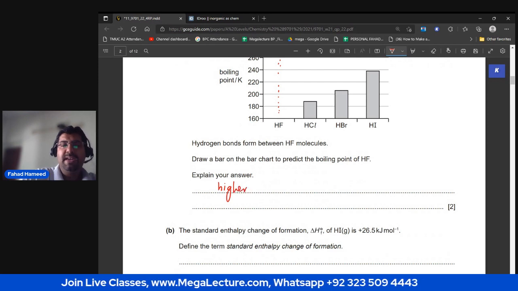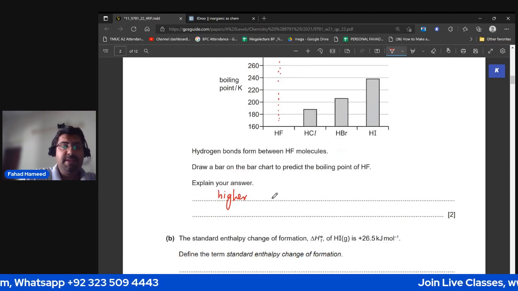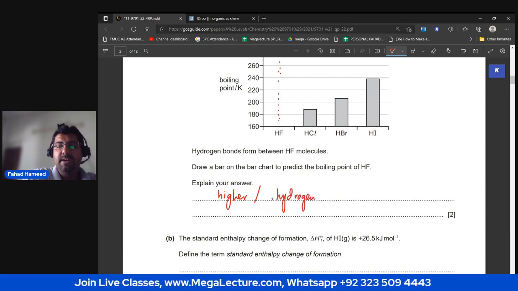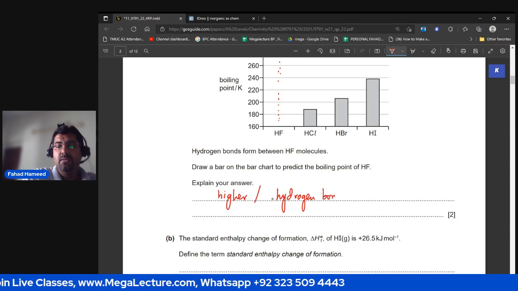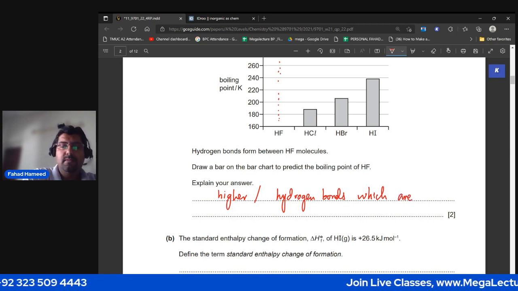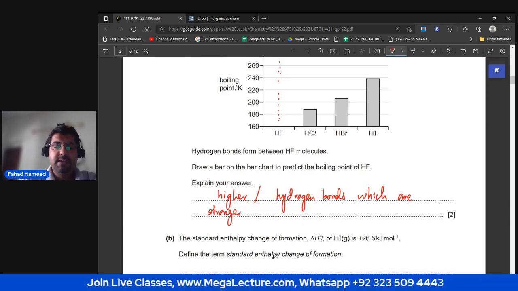We did get 1 mark for sketching this. That's the boiling point. You can draw the bar chart over here, and it's going to be higher compared to HCl. Why? Because it's got hydrogen bonds. You're going to write a statement on that: it has hydrogen bonds, which are stronger intermolecular forces, or which are very strong. That's what you're going to write.